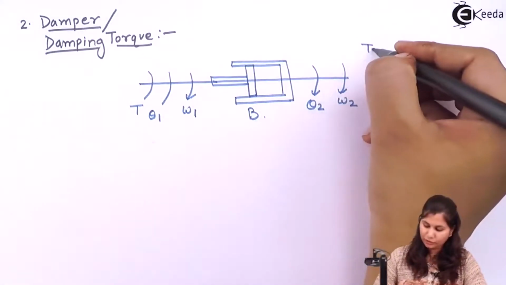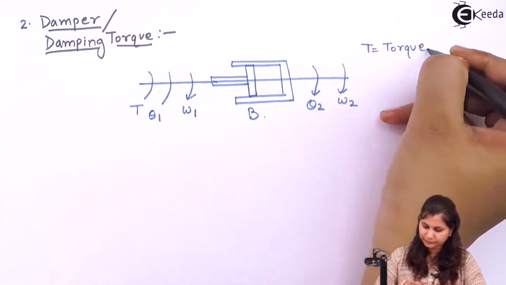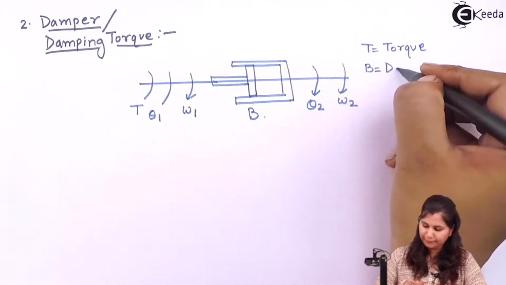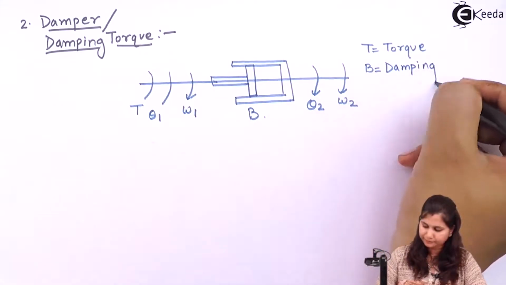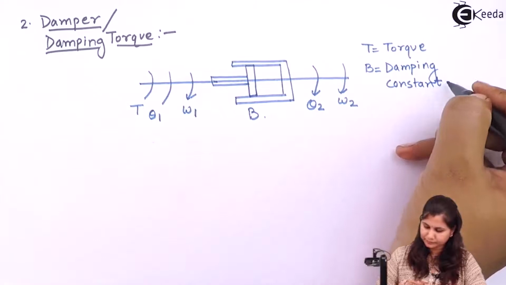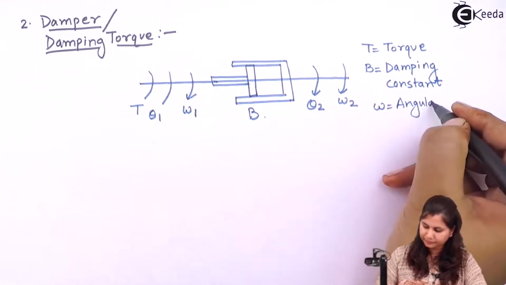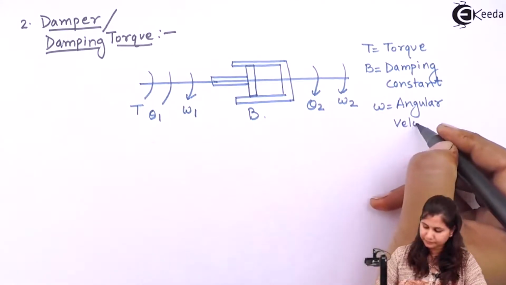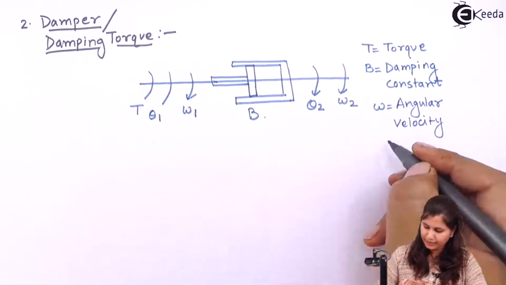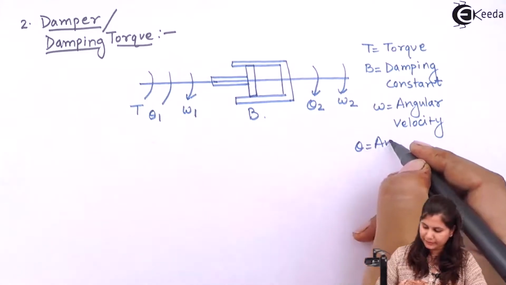So T is the torque, B is the damping constant, omega is the angular velocity, and theta is the angular displacement.